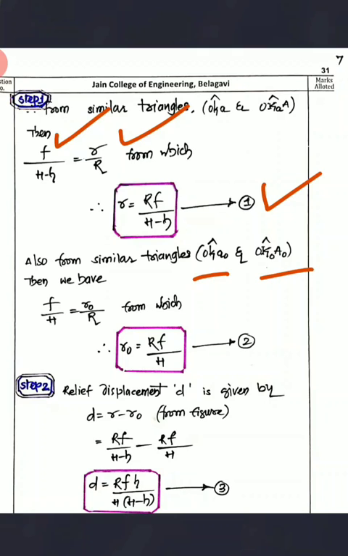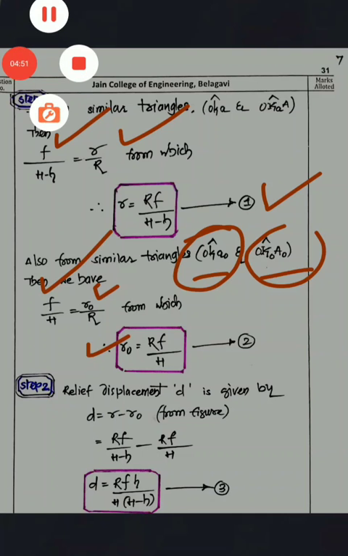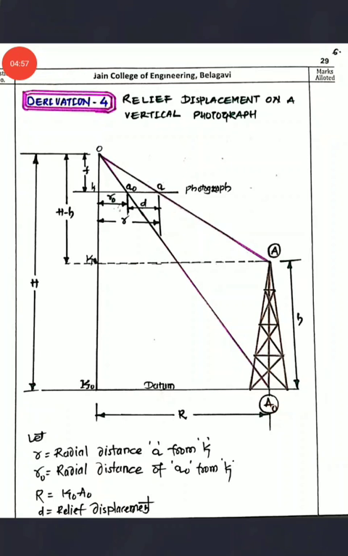By that, what you will have is f divided by H equals r naught divided by R. Now by that, r naught is equal to Rf divided by H. And I will show you these two terms in the figure. Now here in step 2, what we are going to do is take two triangles.